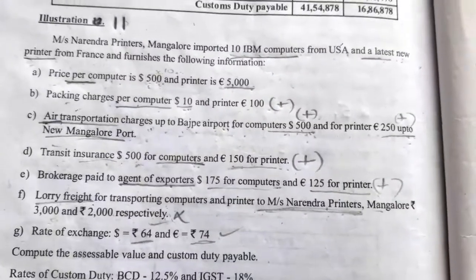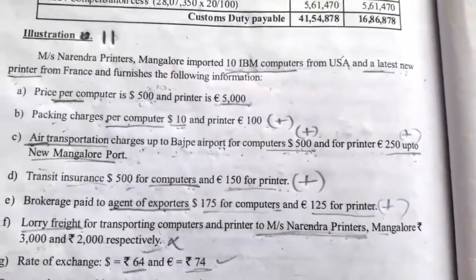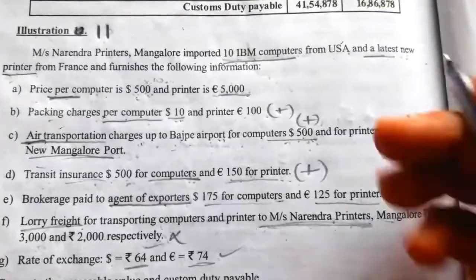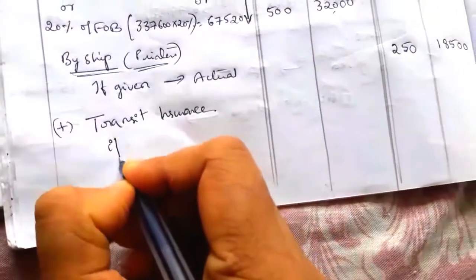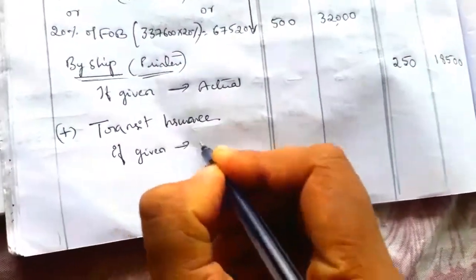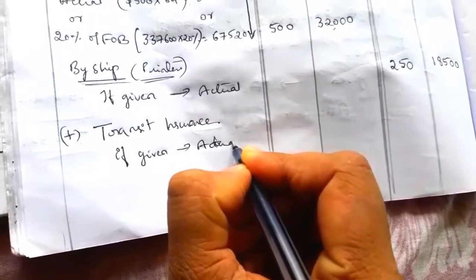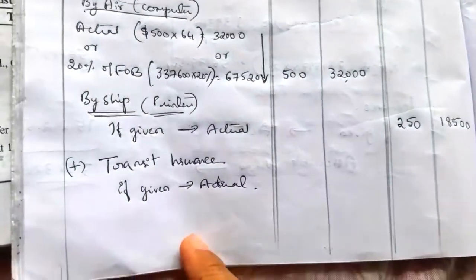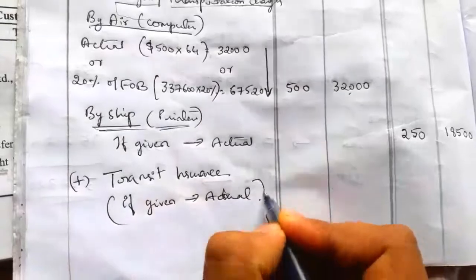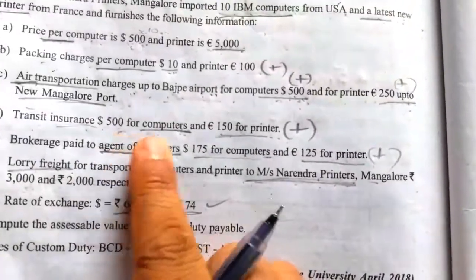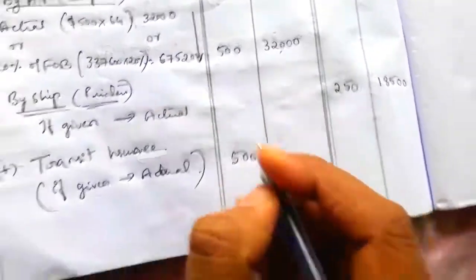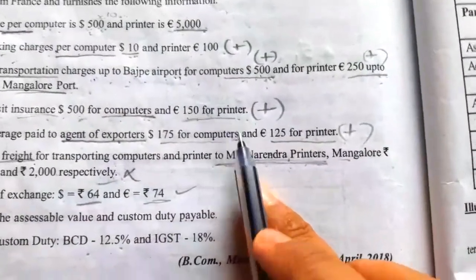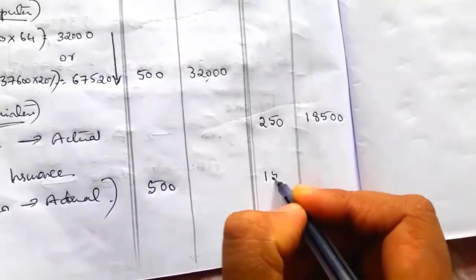Transit insurance: if given, we have to take the same actual amount as it is. If not given, then we have to take 1.125% of FOB. Here they have given the value, so it is 500 for computers; don't multiply, directly take 500 for computers and 150 for printers. Write 150 in the euro column for printers.